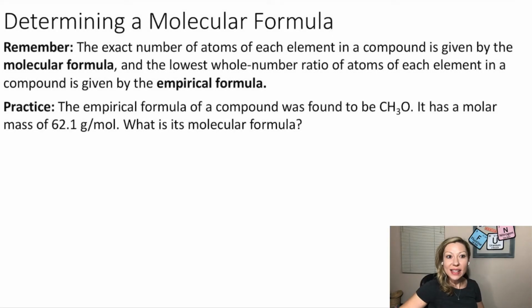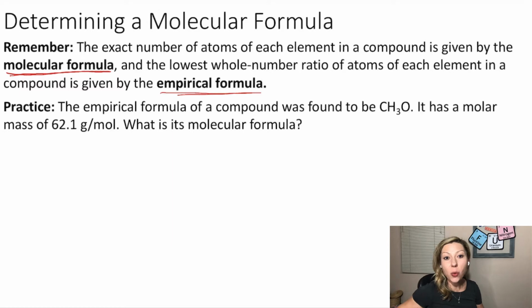Hello guys, let's look at an example of how to determine a molecular formula from an empirical formula. So remember that the exact number of atoms of each element in a compound is given by the molecular formula, and the empirical formula will give us the lowest whole number ratio of atoms of each element in that compound.